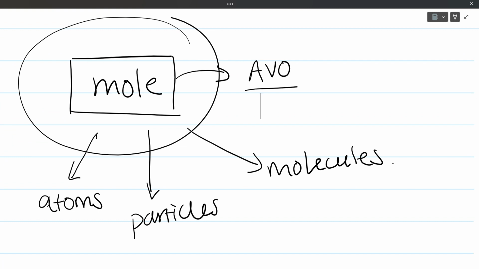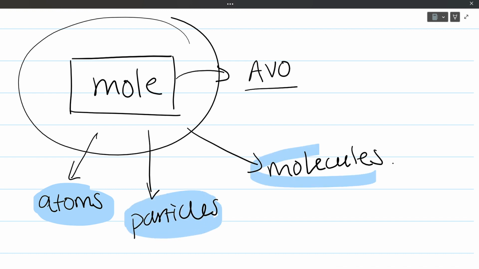You can use a mole to describe how many atoms you have, but you can also use it to say how many particles you have or how many molecules you have. All right, and we'll talk about this more when we get into an example, but it's not restricted to just being atoms. Okay.